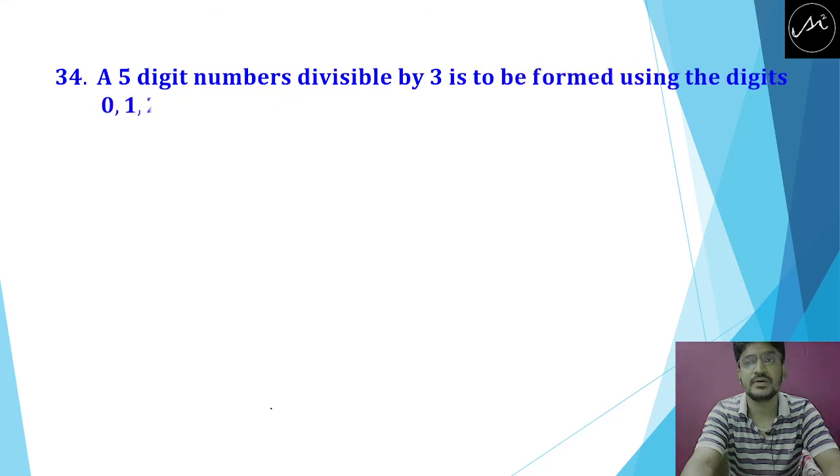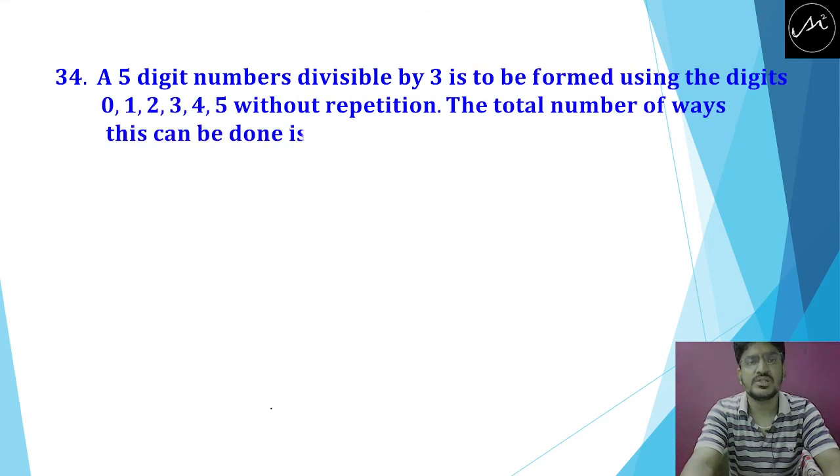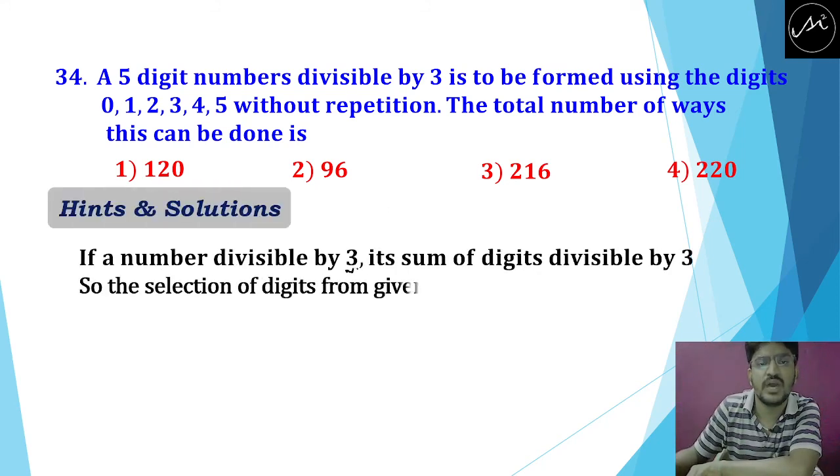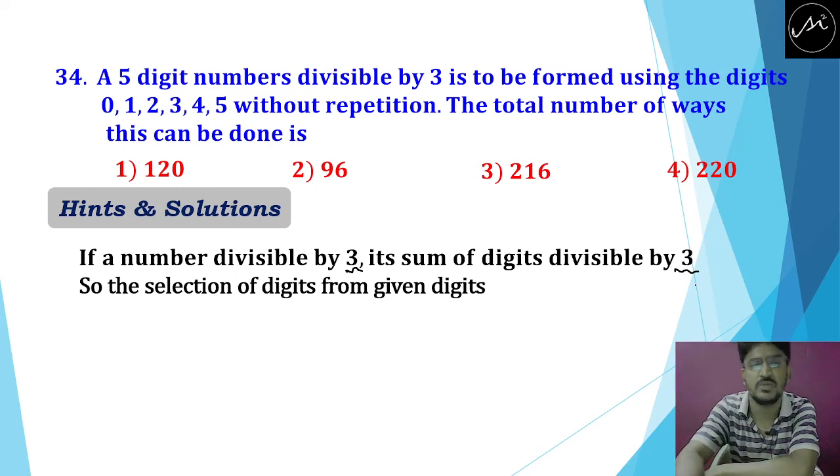Now we can move to problem number 34, that is: 5-digit numbers divisible by 3 are to be formed using the digits 0, 1, 2, 3, 4, 5 without repetition. The total number of ways this can be done is? So here, if a number is divisible by 3, its sum of digits must be divisible by 3.